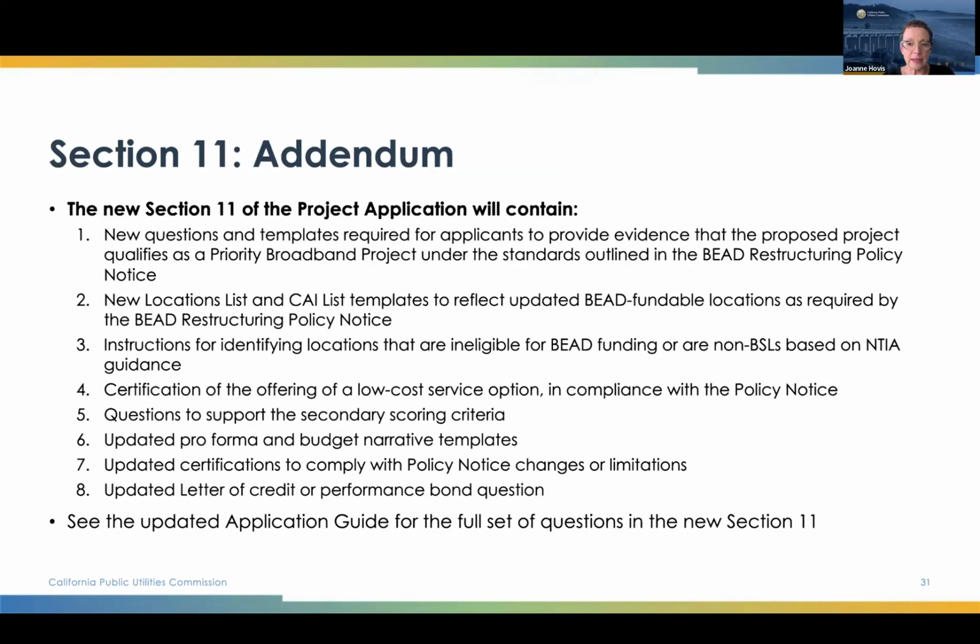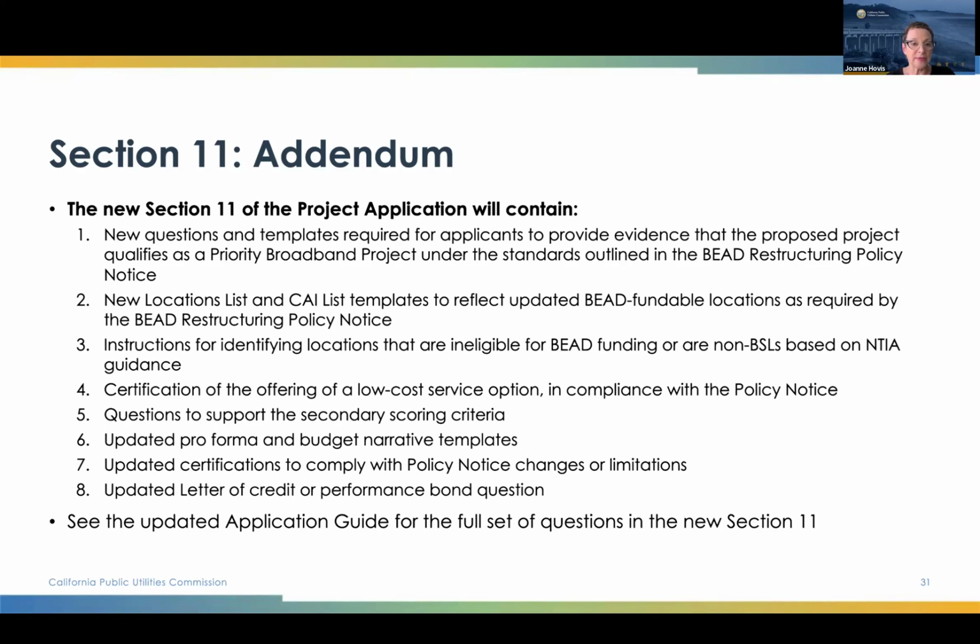Now, Section 11, as you'll recall, is the new section that includes the amended or the added questions that are necessary under the new rules of the June 6th policy notice. And Section 11, therefore, is something that both returning and new applicants must fill out, much like Section 2. So Section 11 includes the new questions and templates that are required in order to demonstrate that your project meets the definition of a priority broadband project. We talked about that just a few minutes ago, about the different questions and technology categories. It includes the new list and the associated templates for that. It includes instructions for identifying locations that may be ineligible for BEAD or that are not considered BEAD eligible, not considered broadband serviceable locations.